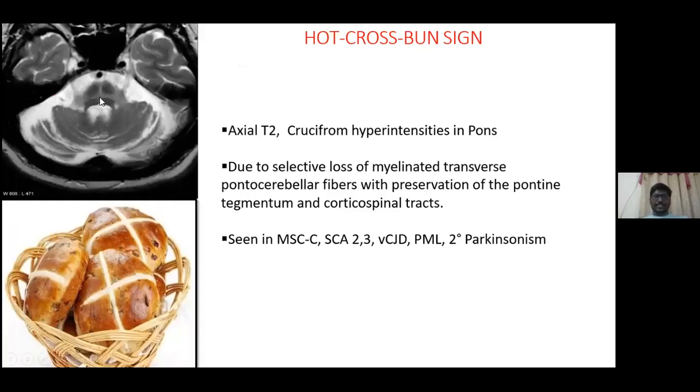You see the cruciform hyperintensities in the pons. This hot cross bun sign is also seen in spinocerebellar ataxias and in some neurodegenerative diseases like variant Creutzfeldt-Jakob disease, progressive multifocal leukoencephalopathy, and in secondary Parkinsonism. But for all practical purposes, remember the hot cross bun sign is classically seen in multiple system atrophy. So previously, the eye of tiger appearance was Hallervorden-Spatz disease, and the hot cross bun sign is seen in multiple system atrophy.